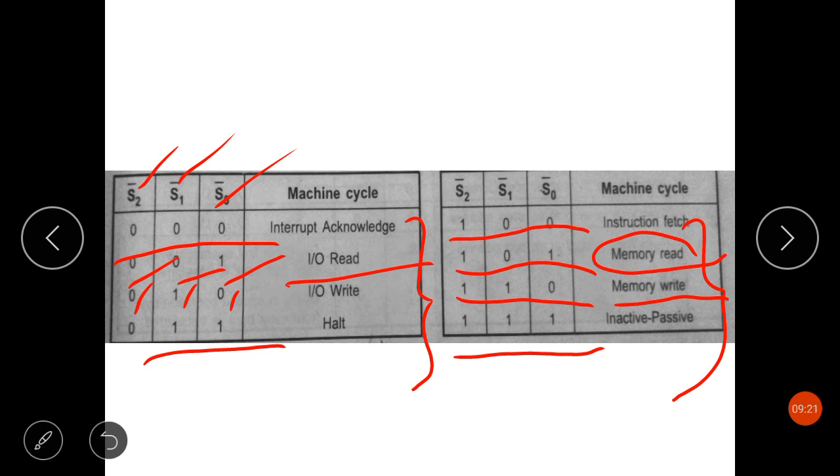So this was all about the pin configuration of the 8086 microprocessor. Next I am going to discuss the bus cycle, and then we'll go for the addressing modes. I'm ending this class here. Thank you.